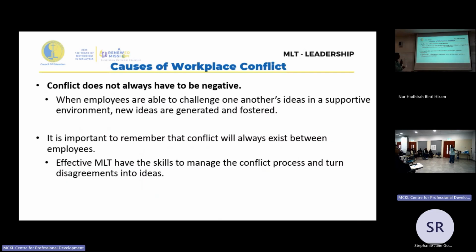So that is the positive side of conflict. But an effective MLT has the skill to manage the conflict process and turn disagreement into ideas, which is the most important thing. Every middle manager is a frontliner who is going to face a lot of conflict. Why? Why are you prone to have conflict?